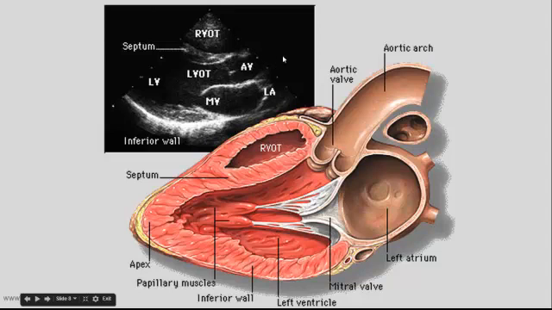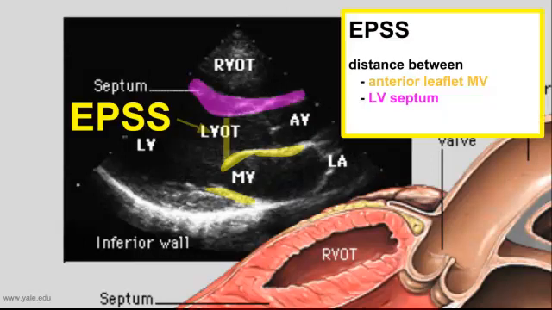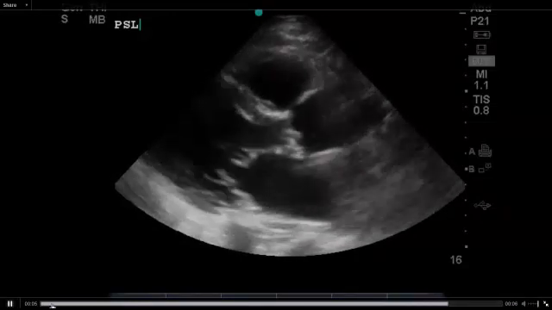And then we have our aortic root up here coming down into the aortic valve, and you should be able to see the mitral valve. So specifically, we need to identify the anterior leaflet of the mitral valve, and there's the posterior leaflet just as reference, and the septum. And the EPSS is going to be the measurement between the anterior leaflet and the LV septum. Now, obviously, that mitral valve is moving, and we're not going to try to measure it while it's moving.